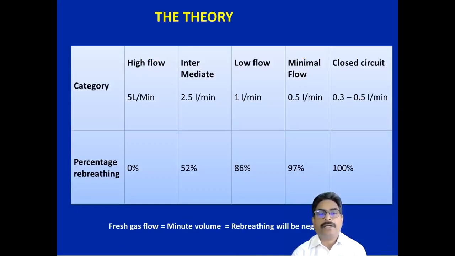So coming to the theory, if there is high flow, if the fresh gas flow is more than 4 liters, there won't be any rebreathing of the gases. If it is 2.5 liters, 52% of the expired gas will be rebreathed. If it is 1 liter per minute, 86% of the expired gas will be rebreathed. In minimal flow, at 0.5 liter, 97% of the expired gas will be rebreathed. And in closed circuit, if the fresh gas flow is 0.3 to 0.5 liter, there is absolutely 100% rebreathing of the expired gas.